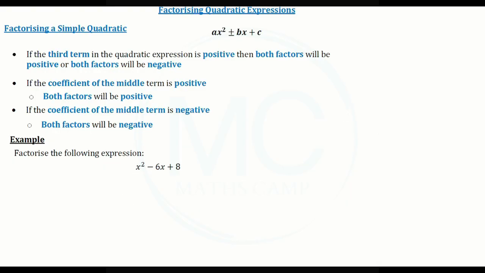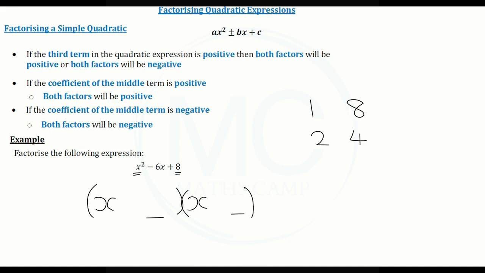Let's do another example. Factorize the following expression, x squared minus 6x plus 8. Once again, let's put in our brackets. The first term in our bracket is the square root of x squared. So we can put x over here, and we can put x over here. The second terms in each bracket must be the factors of 8. So let's find the factors of 8. We have 1 and 8, and we have 2 and 4.